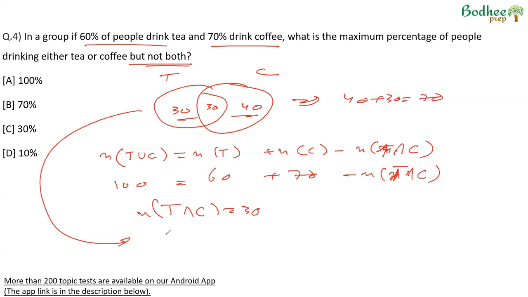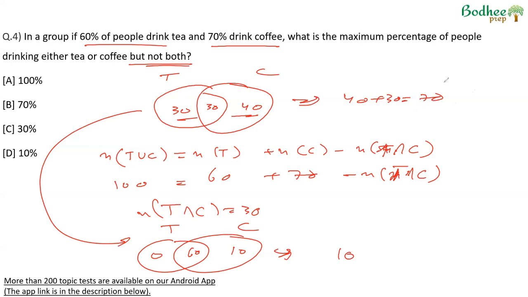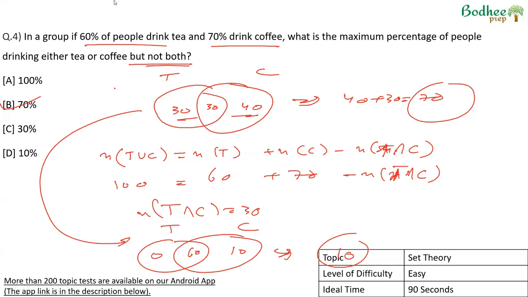The other extreme case will be where we do the complete overlap of people drinking tea and coffee. Since this is a smaller number, we say 60 people drink both tea and coffee, and therefore only tea becomes 0, only coffee becomes 10. 60 minus 60, 70 minus 60. In this case, number of people drinking either tea or coffee but not both is only 10. This becomes the maximum value, this becomes the minimum value. So since we are looking for maximum, my answer is option B, 70%. Overall, in terms of level of difficulty, easy question because there are only two sets, not more than a minute and a half or 2 minutes to solve.